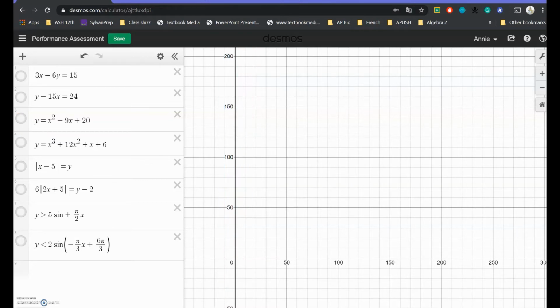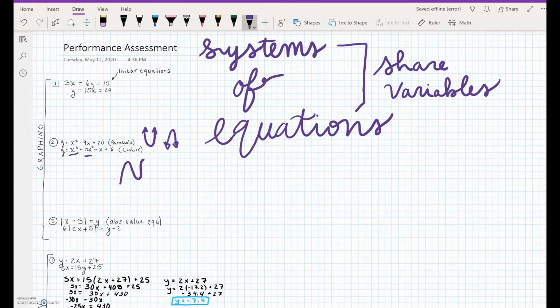So the next thing that we're going to be looking at is absolute value equations. So absolute value equations are kind of similar in shape to parabolas. They do this little V thing.